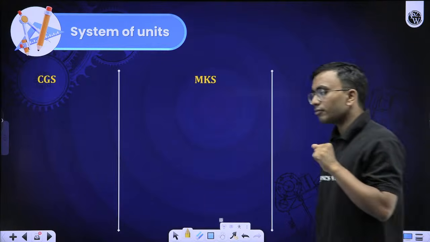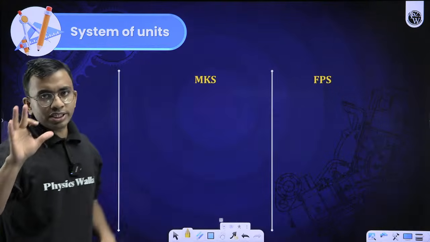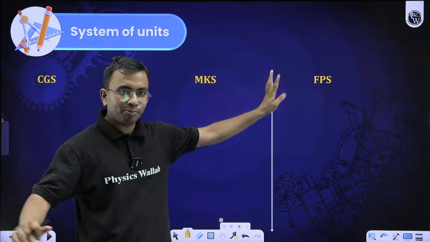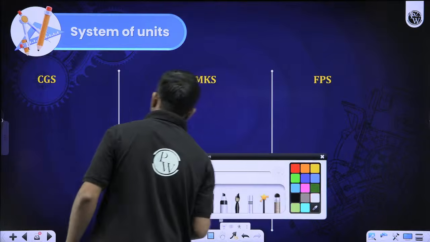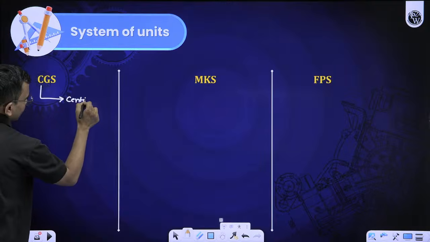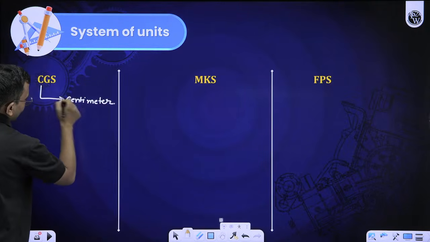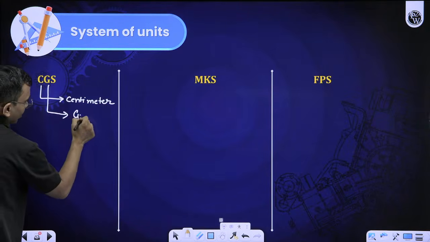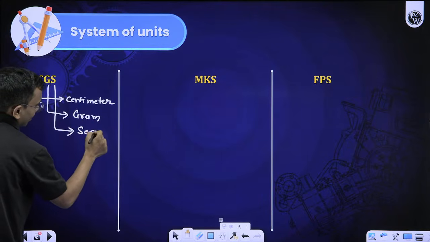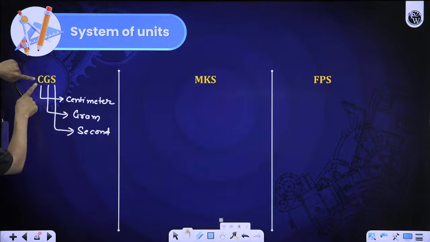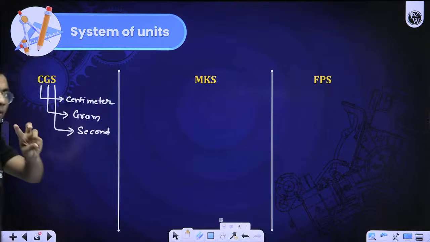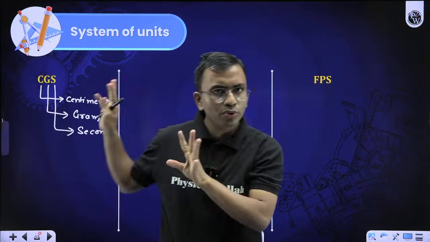Now there are three well-known systems of units: CGS, MKS, FPS. CGS stands for centimeter, gram, and S stands for second. The first one represents the length, the second one the mass, the third one the time. Length, mass, time, only three are there in this.